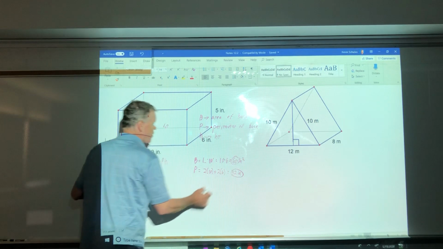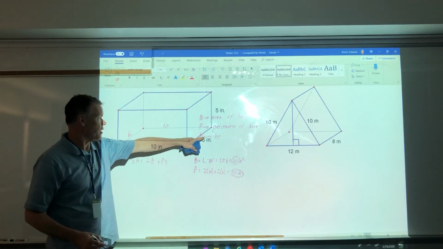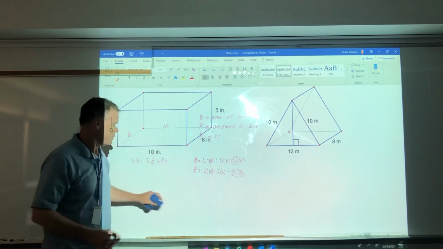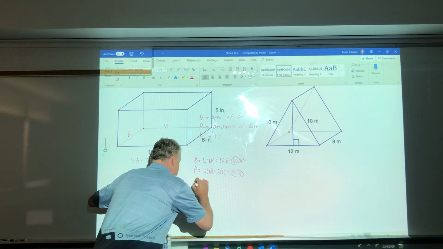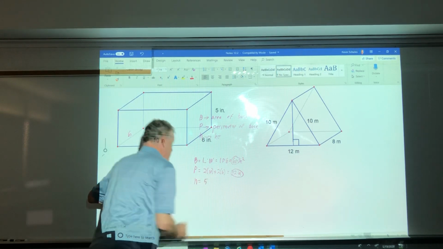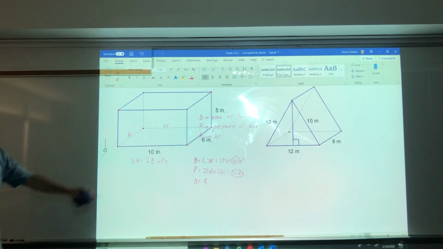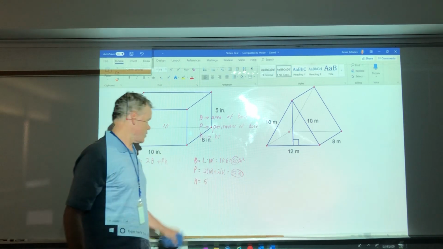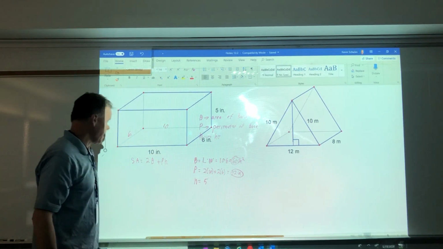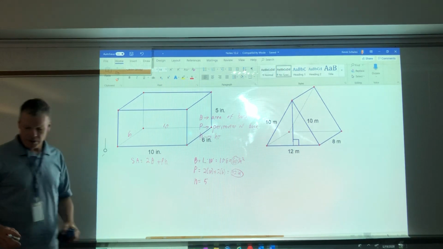Okay. Our height, our h, is just going to be the 5. So our h is going to be 5. So now we have everything we need to work with here. We've got our big B, our P, and our h, and that's everything within this formula.